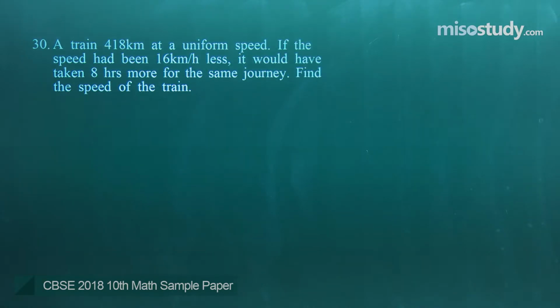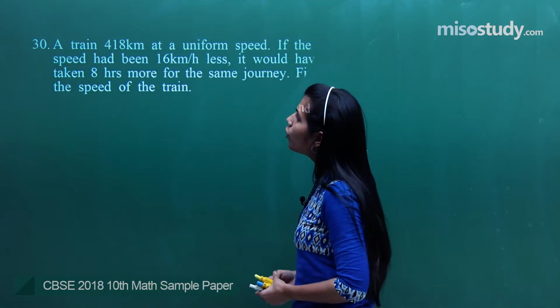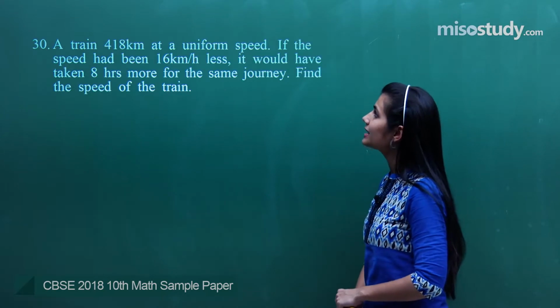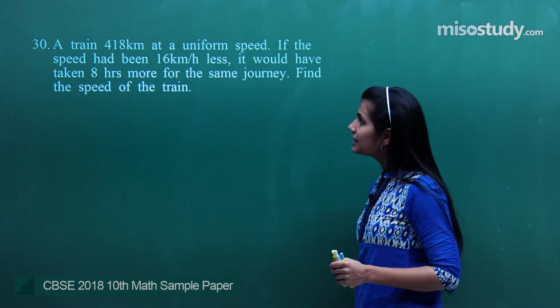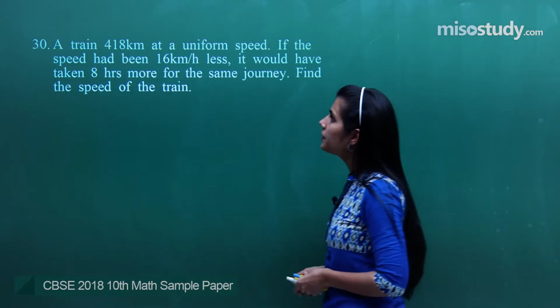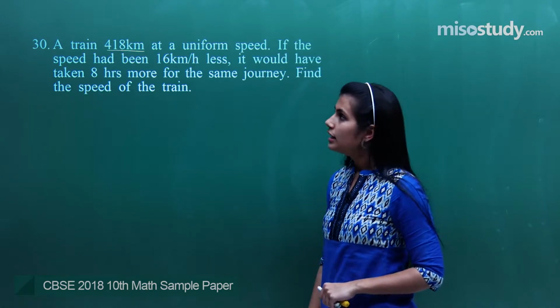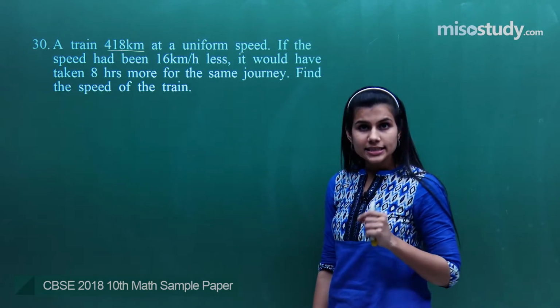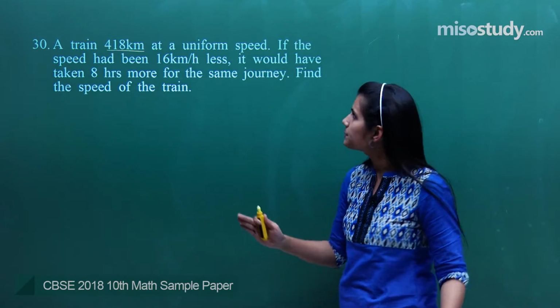Okay, so the question says there is a train which is running 418 kilometers at a uniform speed. So right now the speed is not given to you, you're only given the distance which is covered by this train. 418 kilometers is the distance covered by the train at a uniform speed. I don't know what that speed is.